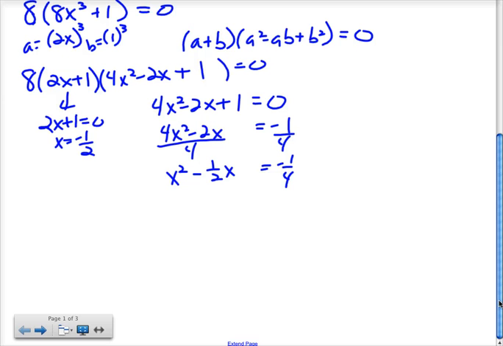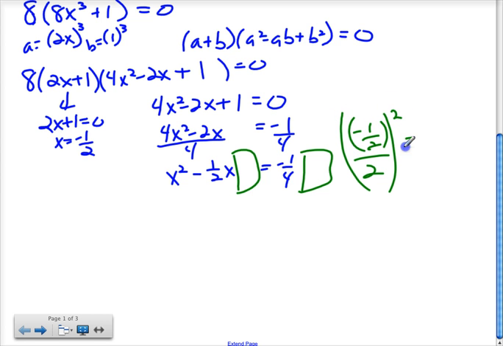And now I need to take my b value, which is negative 1/2. I need to divide it by 2 and then square it. And again, dividing by 2 is the same thing as multiplying by 1/2. So that will be a negative 1/4 squared, which will be 1/16. So I need to add 1/16 to both sides.